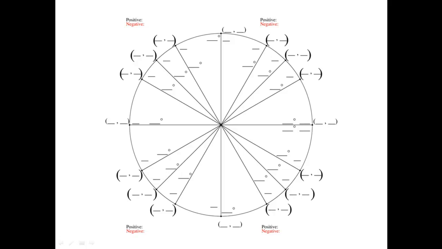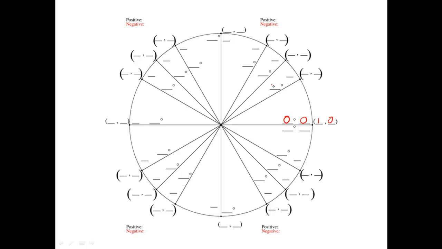filling out this blank unit circle. So if I start off with 0 degrees, and that would be 0 radians, then the ordered pair here is 1, 0, because this is a unit circle. The next angle up, the next smallest angle that I do is 30 degrees.